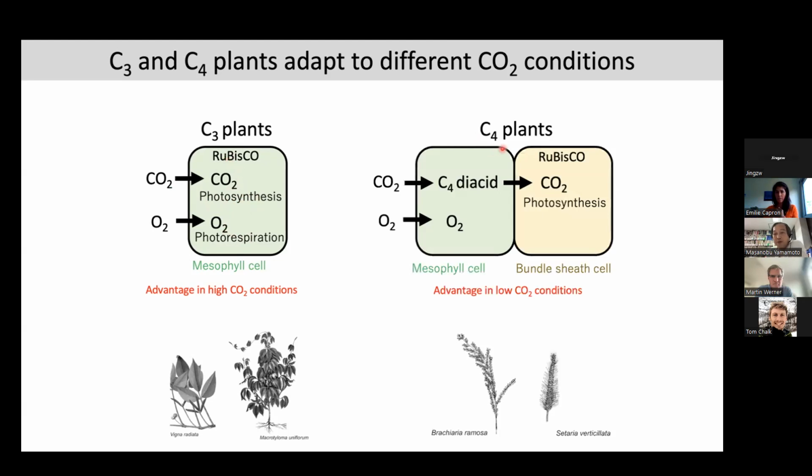On the other hand, C4 plants convert CO2 to C4 diacid. This diacid can be transported to the bundle sheath cell. Then regenerated CO2 is fixed by the Rubisco enzyme by photosynthesis. Oxygen cannot be transported to this cell, so the oxygen concentration is low, and photosynthesis is efficient. This is the reason why C4 plants have an advantage in low CO2 conditions.